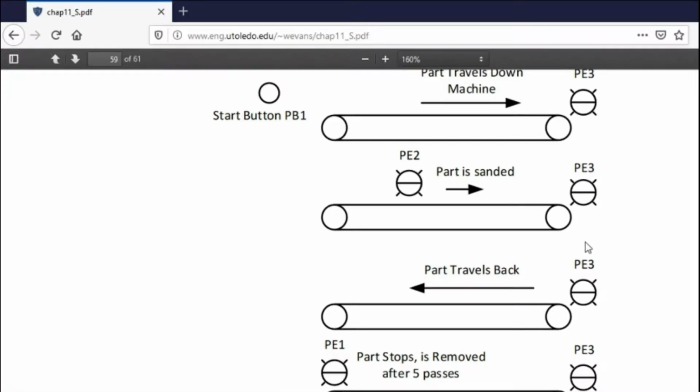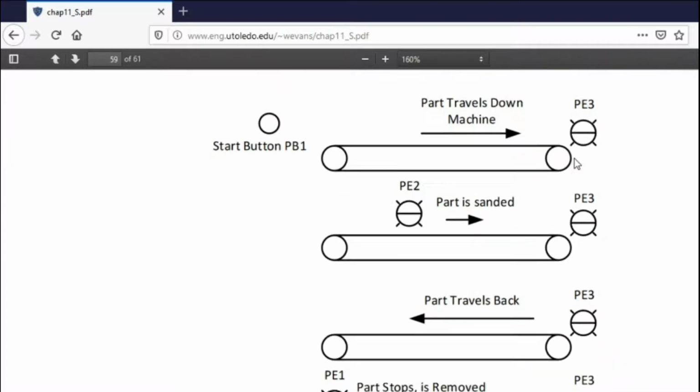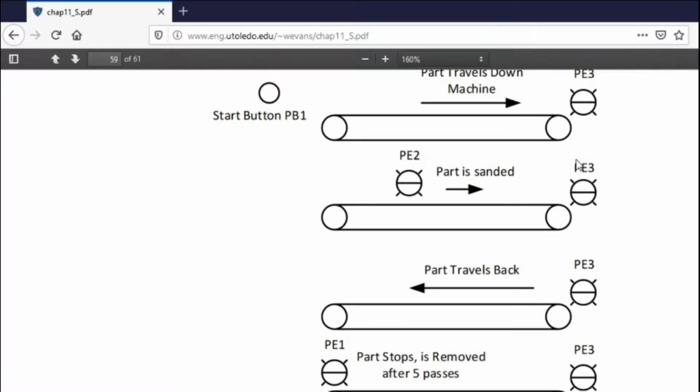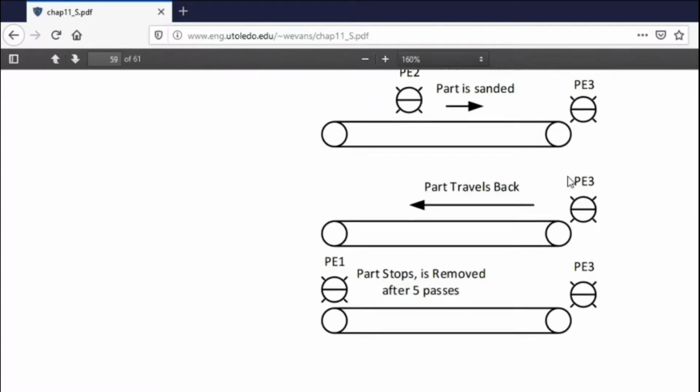So I want to come up with a diagram for this, if possible, and talk through how to do a state diagram for something like this. It's very doable, and I want to talk to you about that.